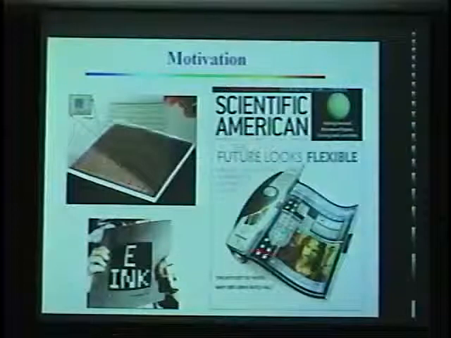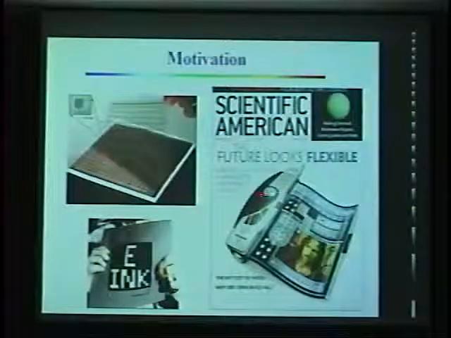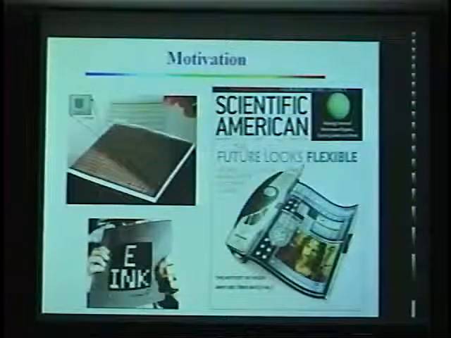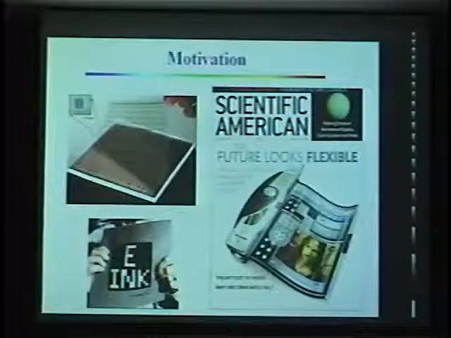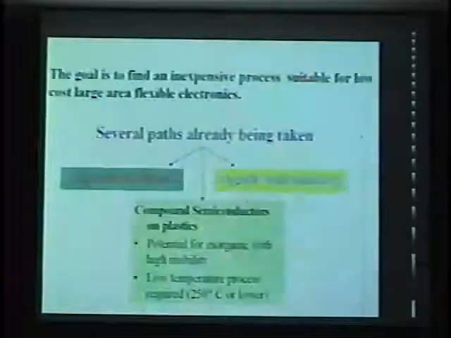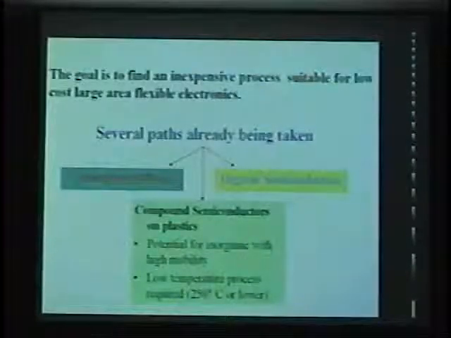We talk about flexible electronics, right? For example, this is in Scientific American, which shows the future look of flexible electronics, and this is a famous image from John Rogers' group. Right now he's in Illinois, and this is E-Ink. So a lot of people are working on trying to make flexible electronics, flexible displays.